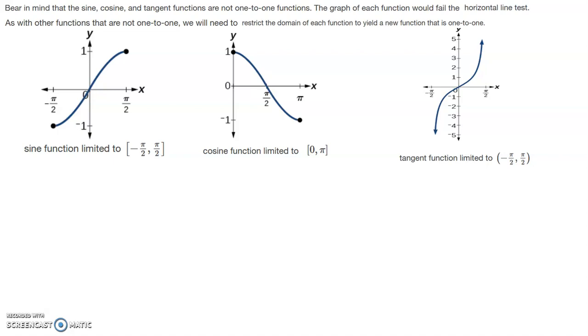Let's go ahead and take a look at our sine, cosine, and tangent functions. Keep in mind that these three functions are not one-to-one functions. If we take a look at the graph of each of those, each of them would fail the horizontal line test. That horizontal line would hit your graph in more than one location.